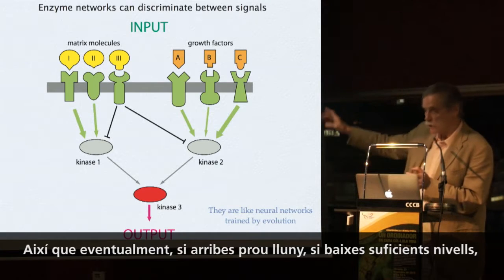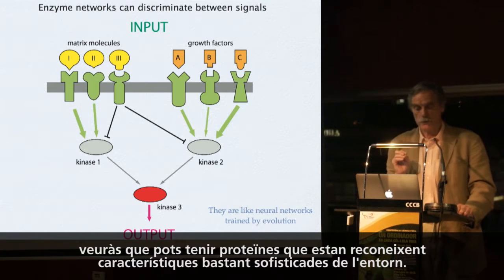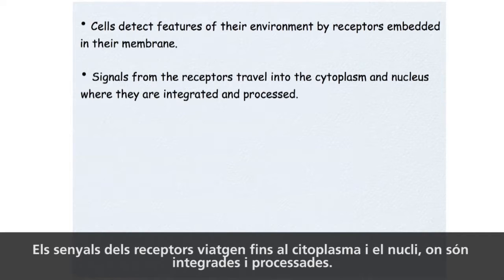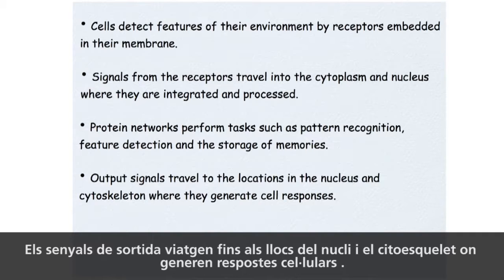So eventually, if you go down enough levels, you can see that you can have proteins that are recognizing quite sophisticated features of the environment. Okay, so cells detect features of their environment by receptors in their membranes. Signals from the receptors travel into the cytoplasm and the nucleus, where they are integrated and processed. Protein networks perform tasks such as pattern recognition, feature detection, and the storage of memories. Output signals travel to the locations in the nucleus and the cytoskeleton where they generate cell responses.